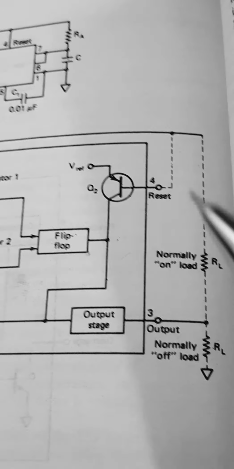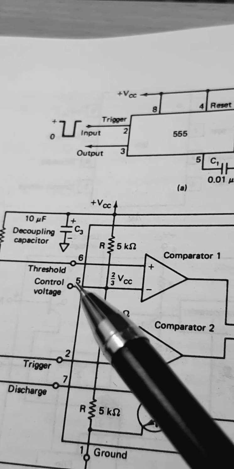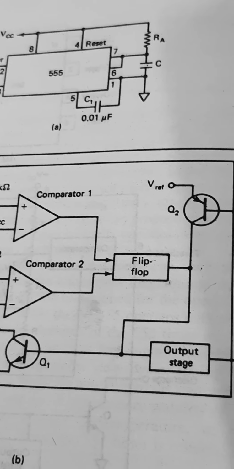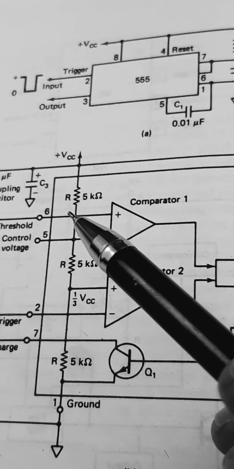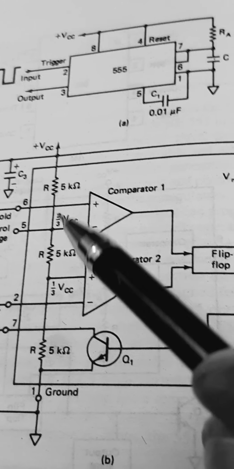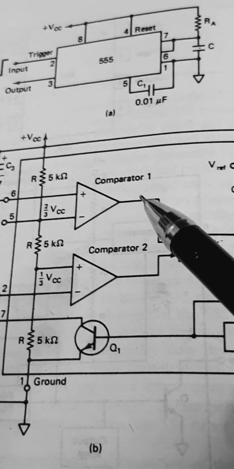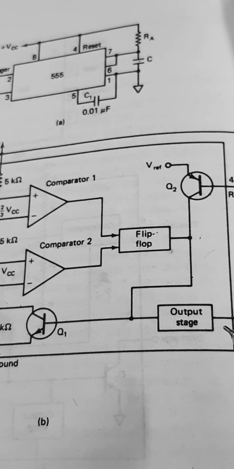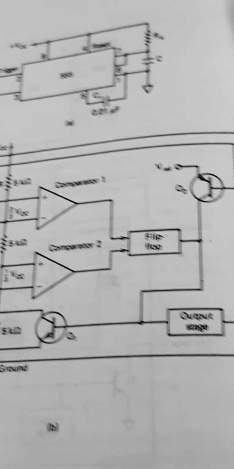Now pin 5 is the control voltage. Here the threshold voltage is 2 by 3 VCC. If the plus terminal voltage is greater than this 2 by 3 VCC, then the comparator output becomes 1, so the flip-flop output at that time becomes 1. That means the output goes to 0.